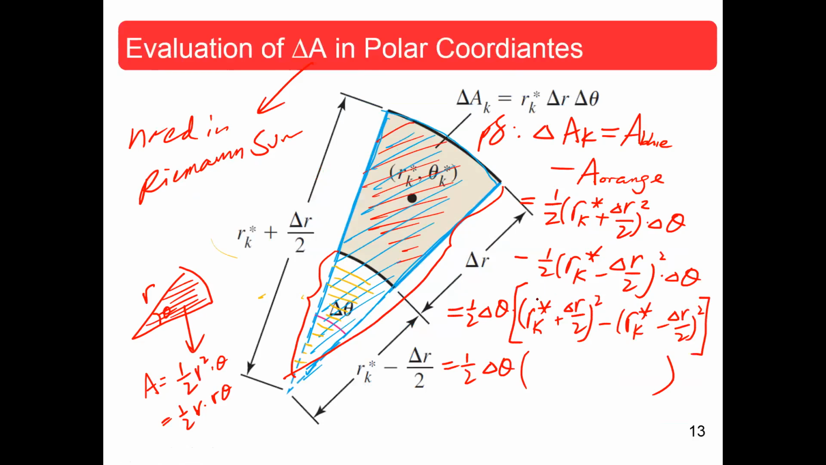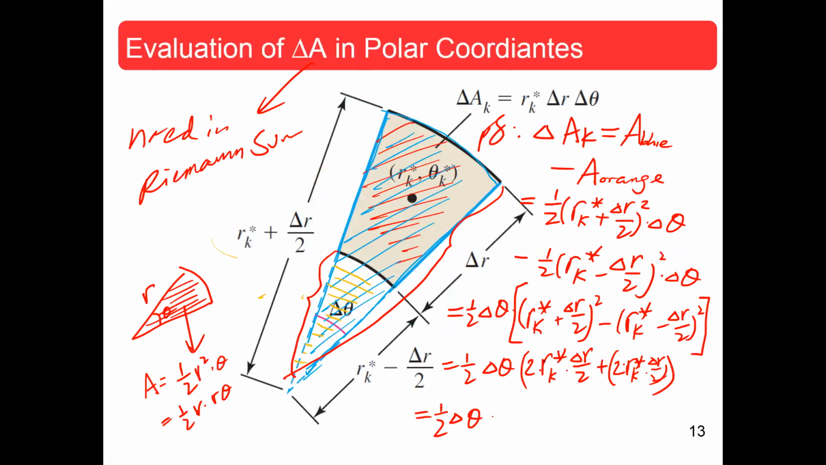Next, if you expand these two perfect squares, the R_k star squared would be canceled out, and delta R over 2 squared will be canceled out. So these two will all be canceled out. The item that's left will be 2 times R_k star times delta R over 2 minus, here will be negative, which is plus, R_k star times delta R over 2. That's what's going to be left if you do a quick subtraction of these two squares.